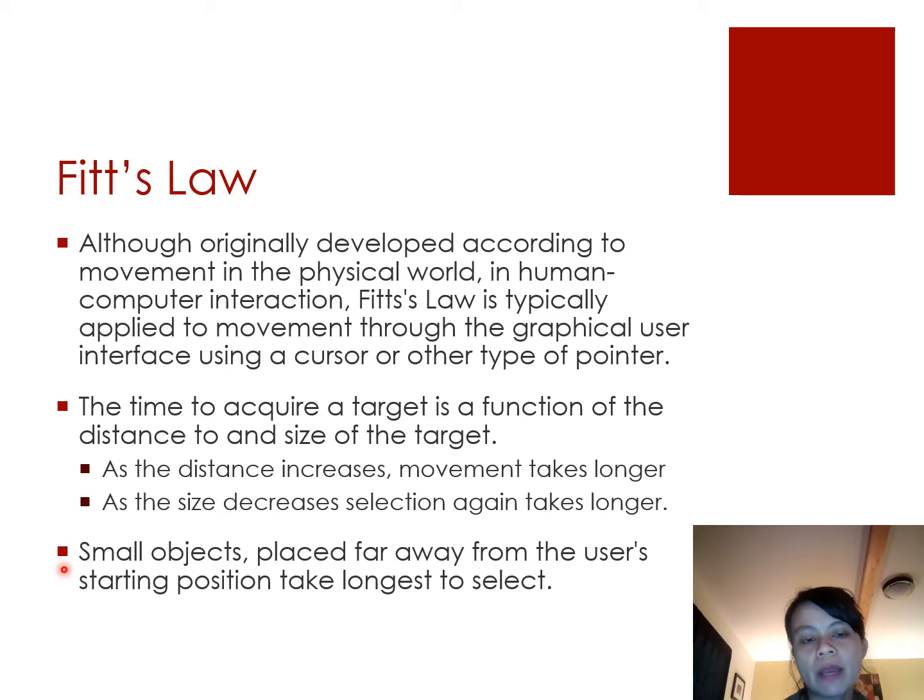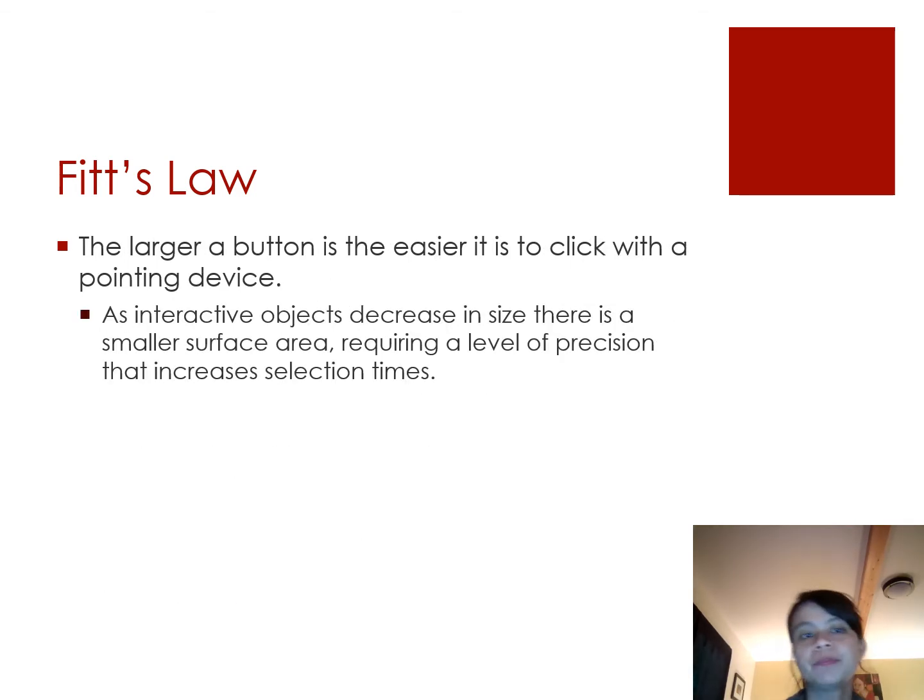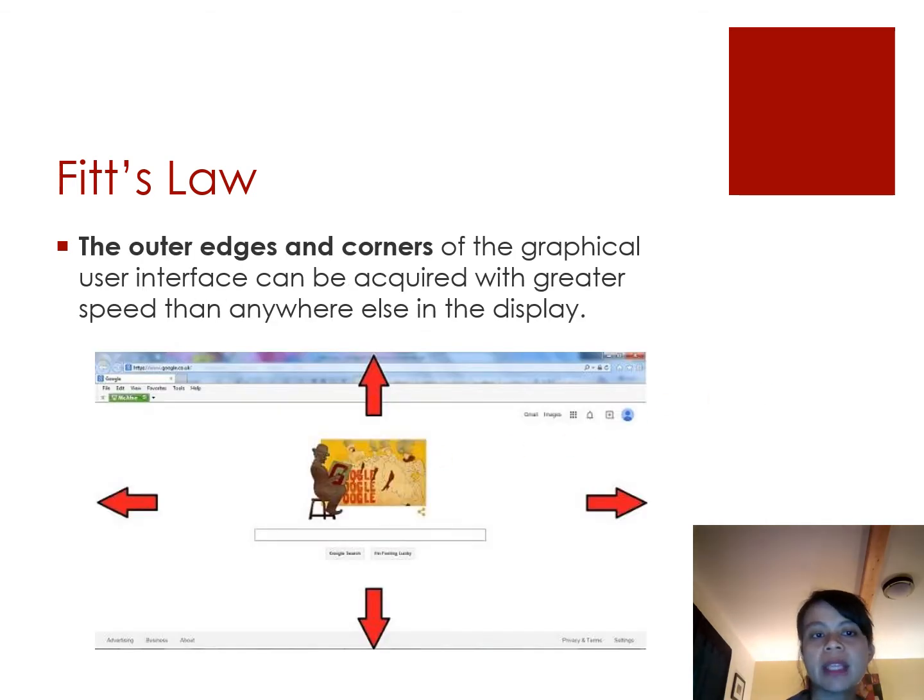So what that also means is that small objects placed too far away from the user's starting position may take the longest to select, okay? The larger a button is, the easier it is to click with a pointing device. As interactive objects decrease in size, there's a smaller surface area requiring a level of precision that increases selection time. So you don't want to make your user be extremely precise when having to click on something. Make the clickable area as large as possible, where possible, without interfering with other clickable areas, of course. Okay, so it's something to keep in mind.